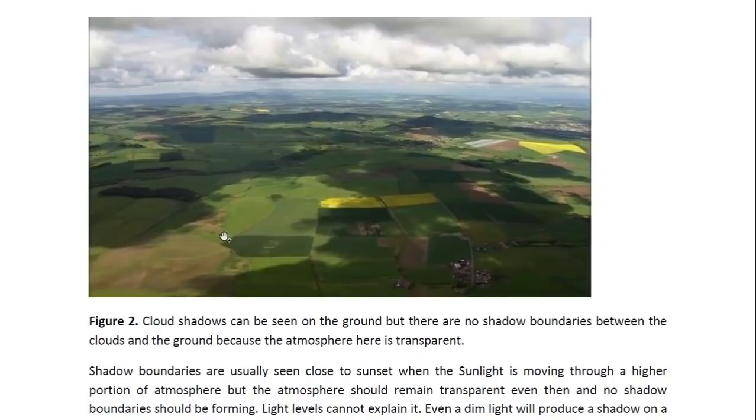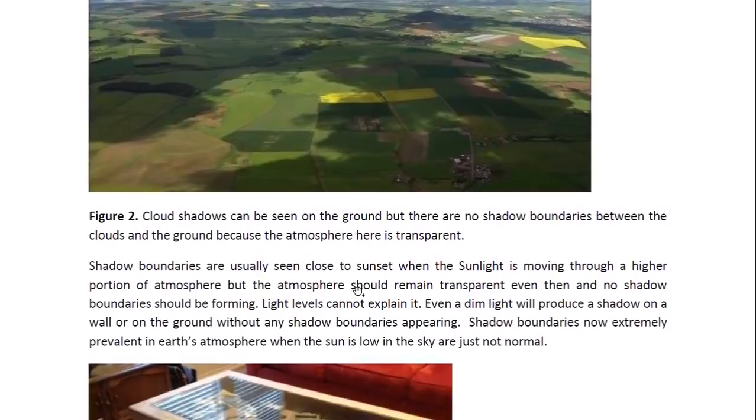And here we see cloud shadows. You can see the clouds are producing shadows on the ground. But there are no shadow boundaries between the clouds and the ground because the atmosphere here is transparent. Here we would have the sun high up in the sky shining downwards and creating these shadows on the ground.